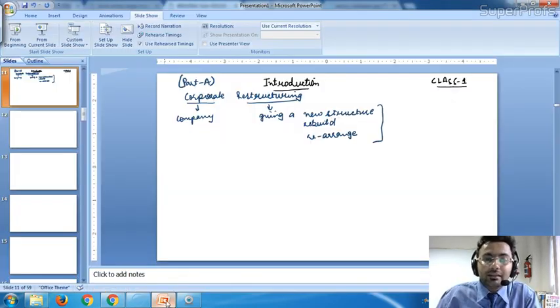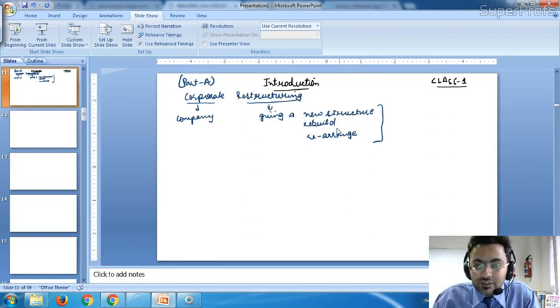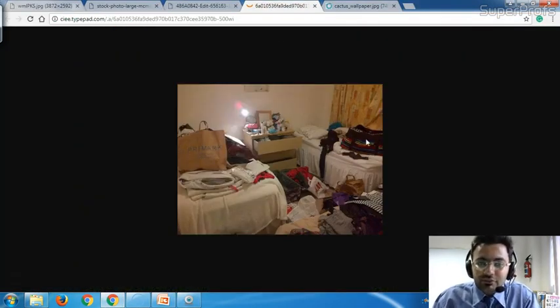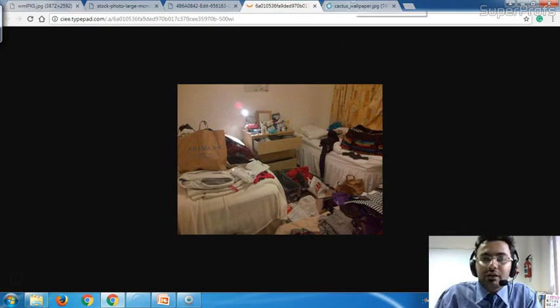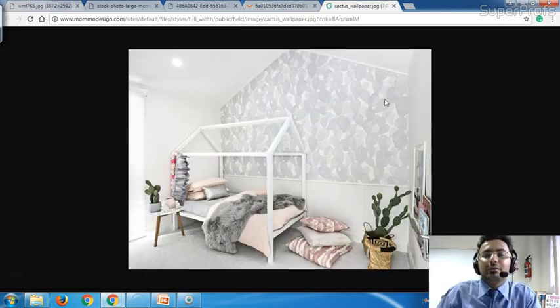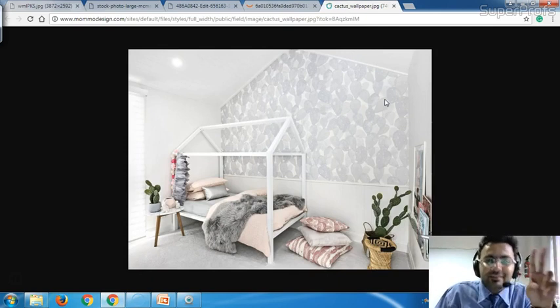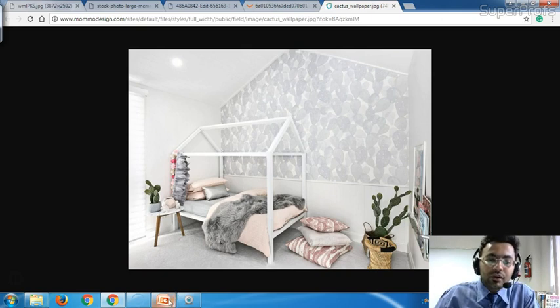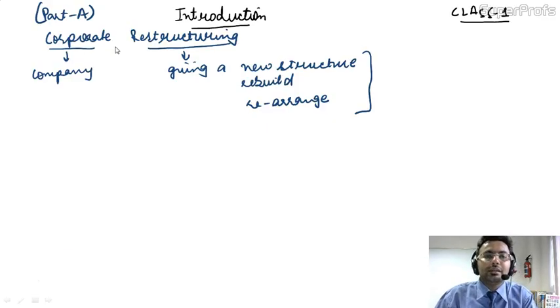Or apart from that, what was the second word? It's restructure, rebuild, the same thing. And after that, rearrange. What you have done over here is, these things were totally messed up, and you have arranged them in a very good manner. You have repainted them. You have rearranged them. So the whole phenomenon talks about only a simple thing, which is restructuring means giving a new structure, rebuild or to rearrange.